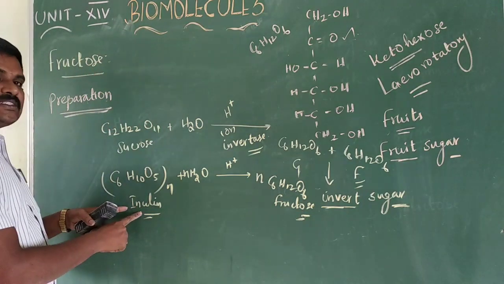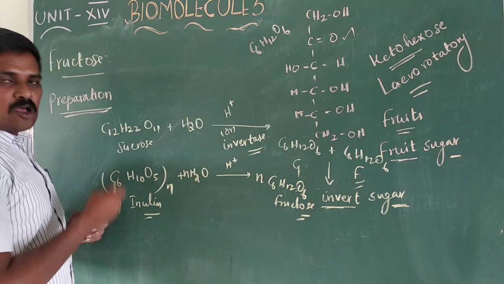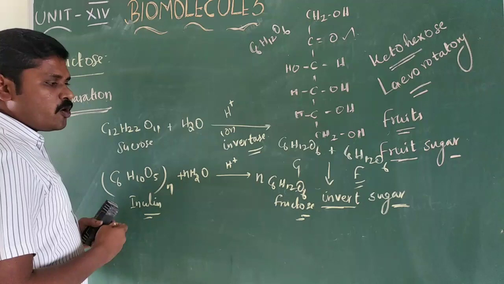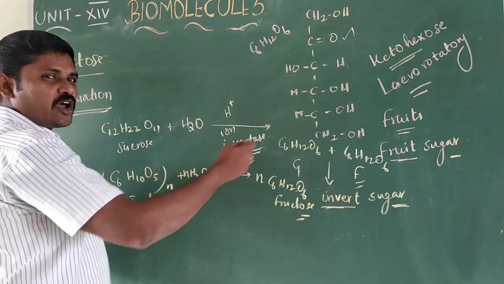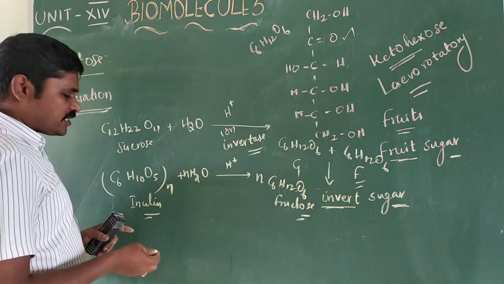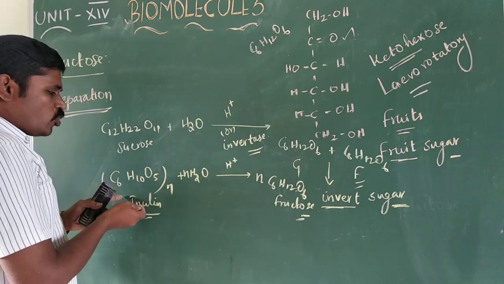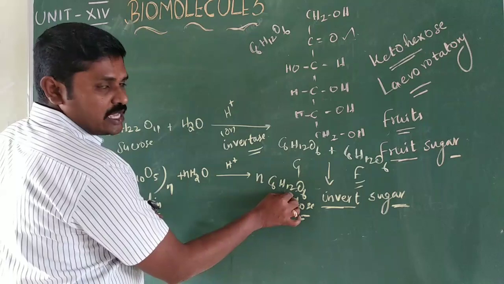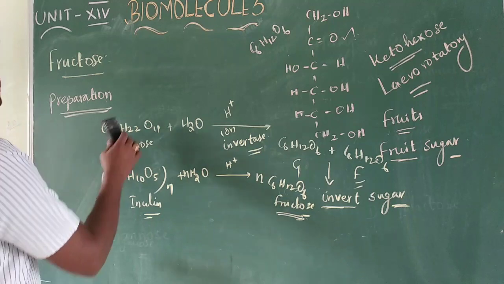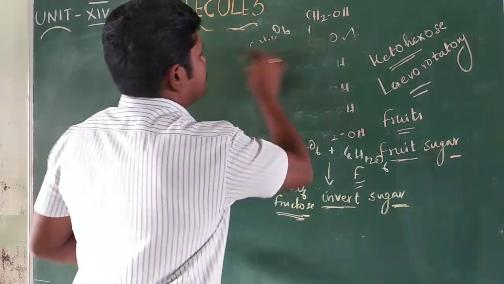So inulin is a homopolysaccharide. Starch and cellulose are also homopolysaccharides; on hydrolysis they give a number of monosaccharides of glucose, the same type of monosaccharide. Inulin is also a homopolysaccharide; its hydrolysis gives the same monosaccharide, fructose. Next, the structure of fructose.